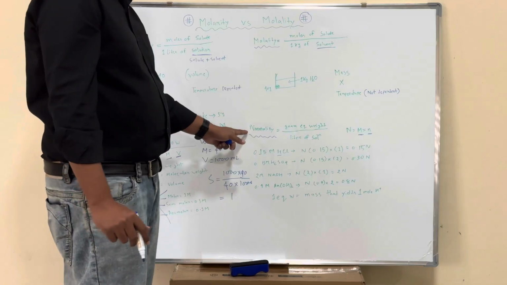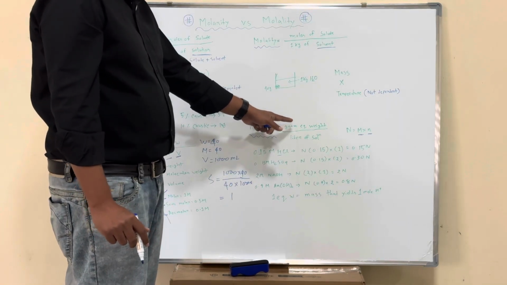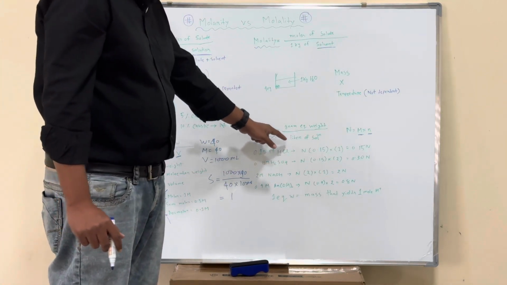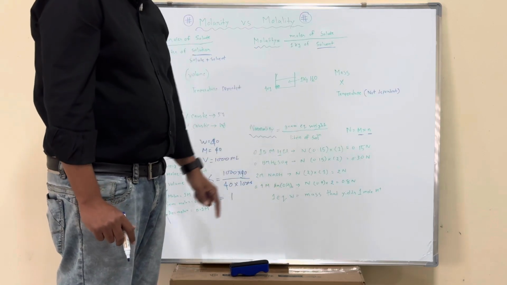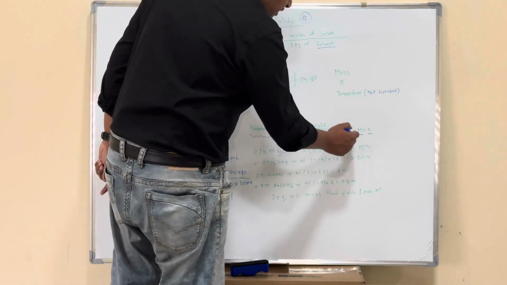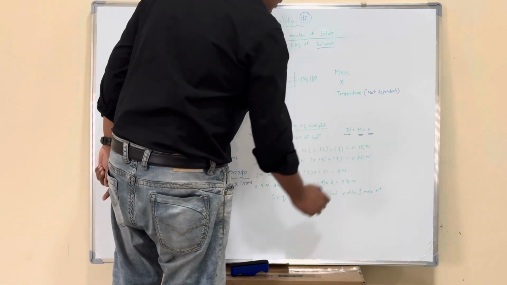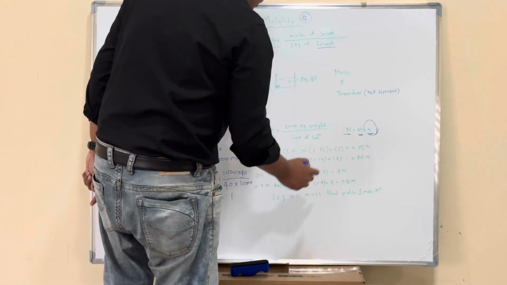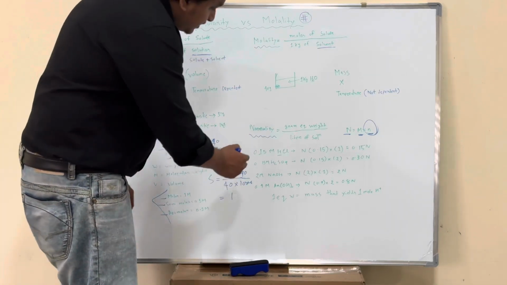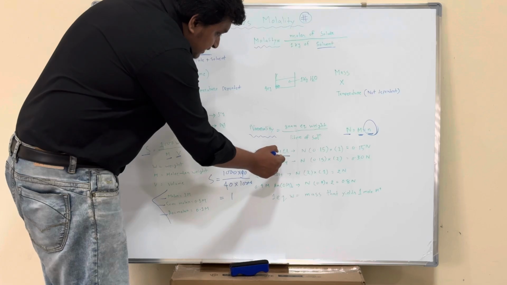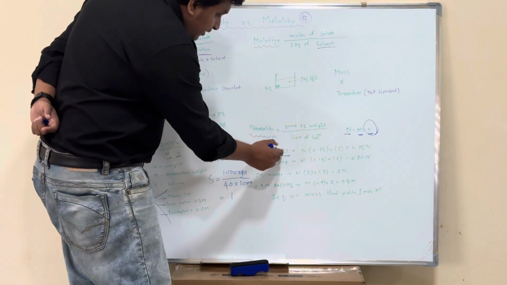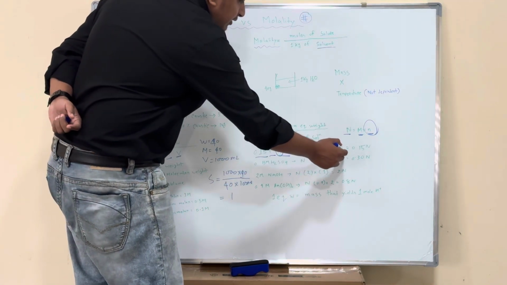Another thing is normality. Normality means gram equivalent weight divided by liter of solution. So liter of solution is the same, but on the top there is gram equivalent weight. So what is gram equivalent weight? For example, normality will be molarity into N. N means the number of hydrogen or hydroxyl ions it can transfer. For example, 0.15 molar HCl. If I convert it to normality, it has only one hydrogen. So 1 will be multiplied.